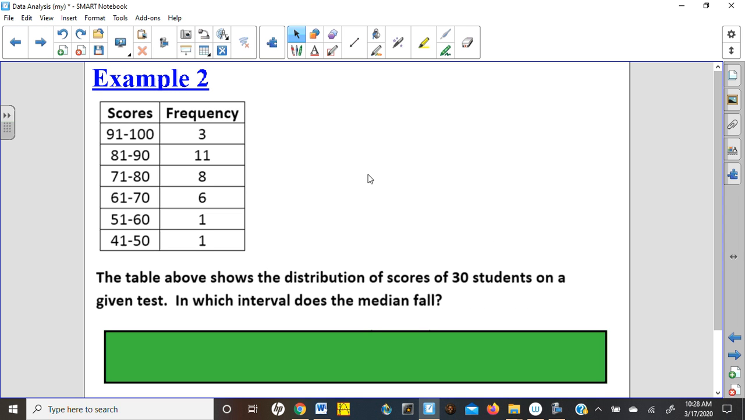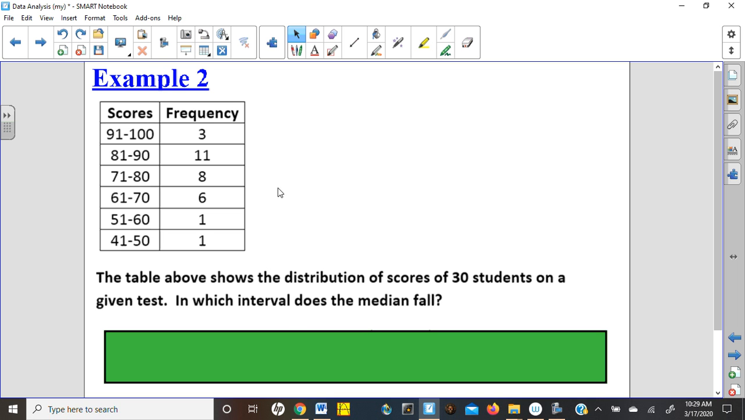Here's a frequency table. Like we said, you're going to have to read these and understand what they're telling you. There's 3 scores between a 91 and 100, 11 scores between an 81 and a 90, etc. And so we just want to make sure we understand what they're asking for and interpret these correctly. The table shows 30 students, so that tells us we don't even have to count the frequencies. We know that's going to add up to 30 on a given test. In which interval does the median fall?